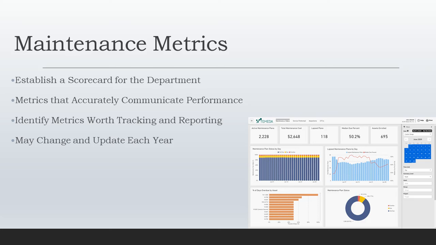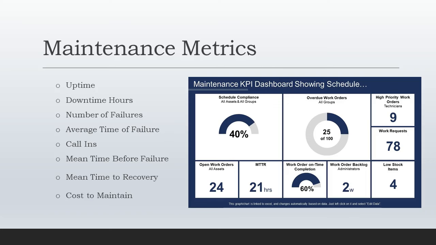Having metrics act as a scorecard for the department. They are in place to measure performance on equipment as well as the maintenance staff themselves. It is best to select metrics that are worth tracking and reporting in a given year. You may decide to change your metrics the next year based on need. There are a variety to pick from and they will vary somewhat from one plant to another.